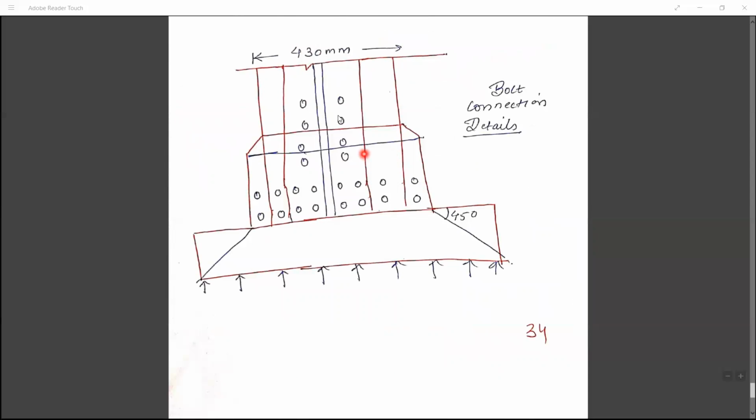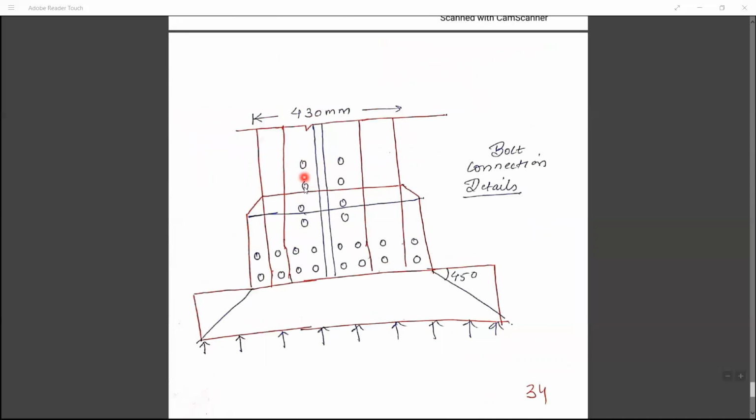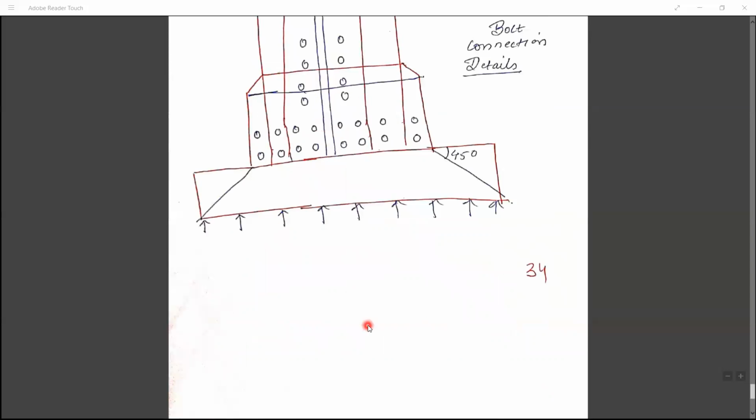See, if I show you the detailing part, this is our 430 mm and this is our concrete pedestal. We have not designed it here, as it is not asked in the question. So in the next problem we will design the pedestal. But see here how the column flanges are connected with bolts. So 1, 2, 3, 4, 5, 6, 7, 8. 1, 2, 3, 4, 5, 6, 7, 8. Whatever we have got in the column part, we have connected 8 bolts, and in this part of the gusset plate angle, we have also provided 8 bolts. So total 16 bolts. So this problem gets completed.